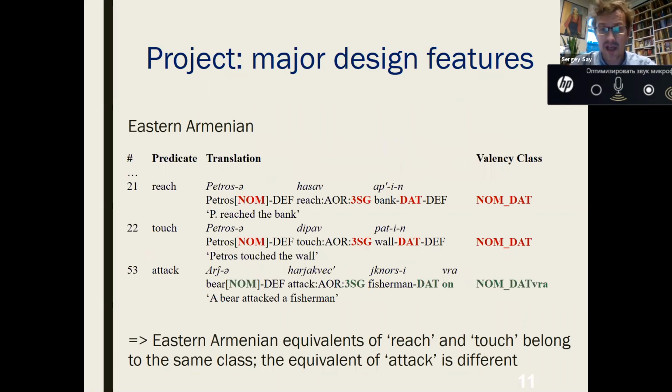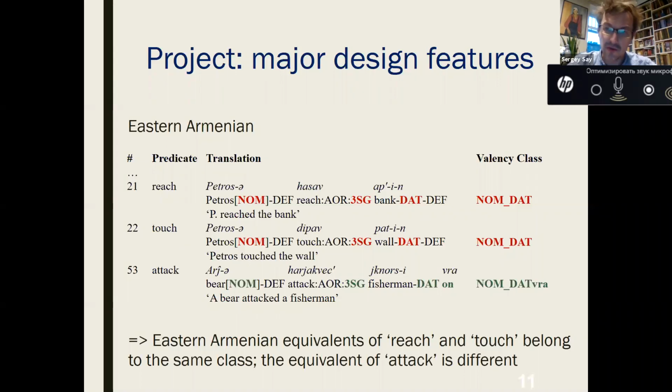So let's give an example. Imagine we explore the behavior of 3 verbs, reach, touch, and attack in Eastern Armenian. We see from these examples that both reach and touch require the second argument of these verbs to be in the dative case. The fact that it's labeled dative in Armenian is probably not very informative, because, well, after all, it's just a label. For example, we also know that the dative case is also used sometimes to encode direct objects and so forth. So we can say, let's look for other cases that are labeled dative.